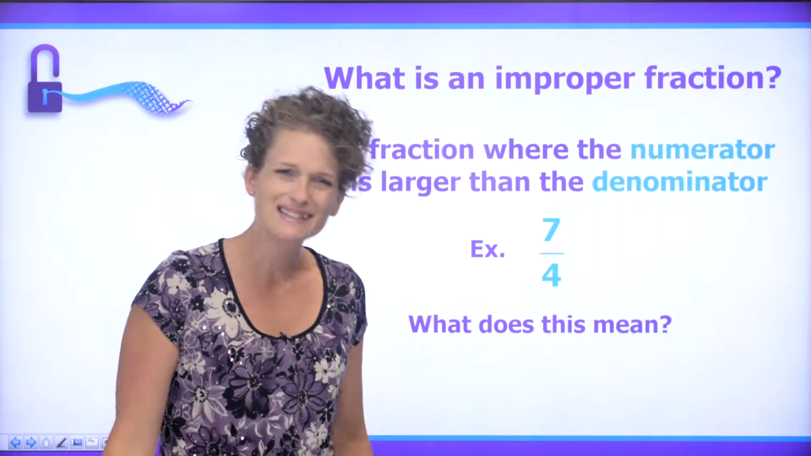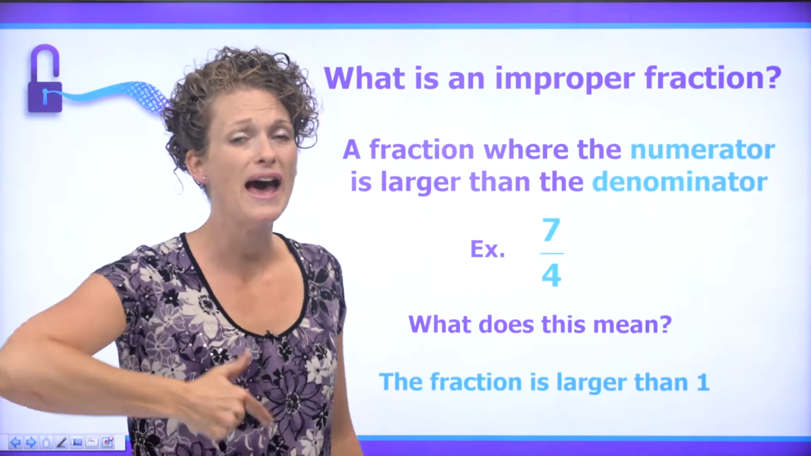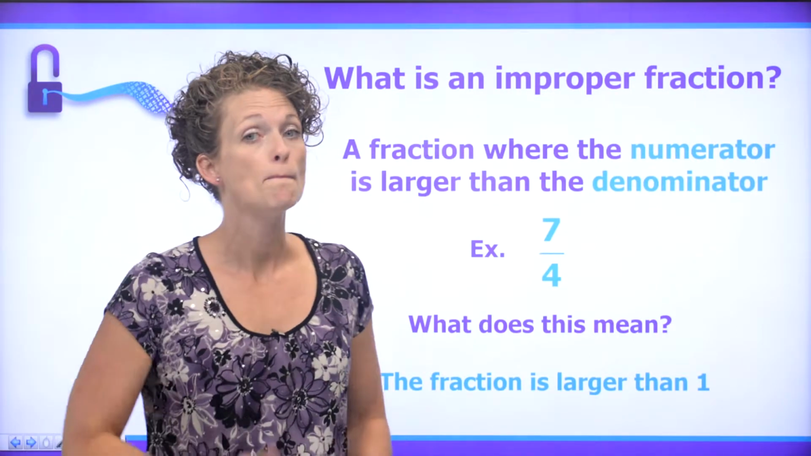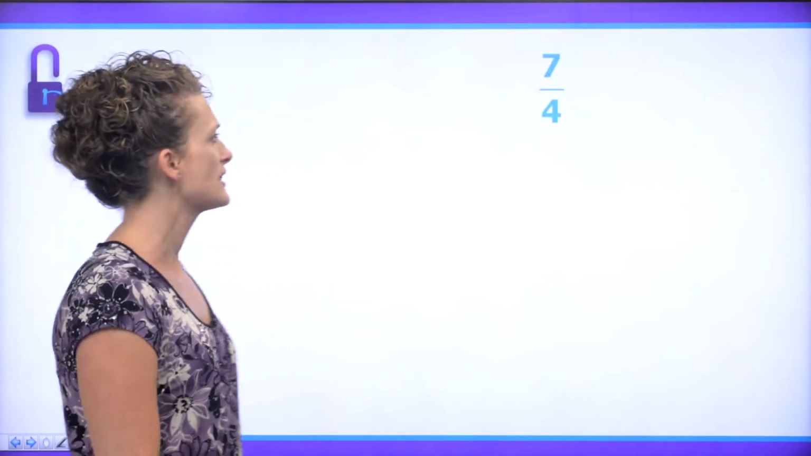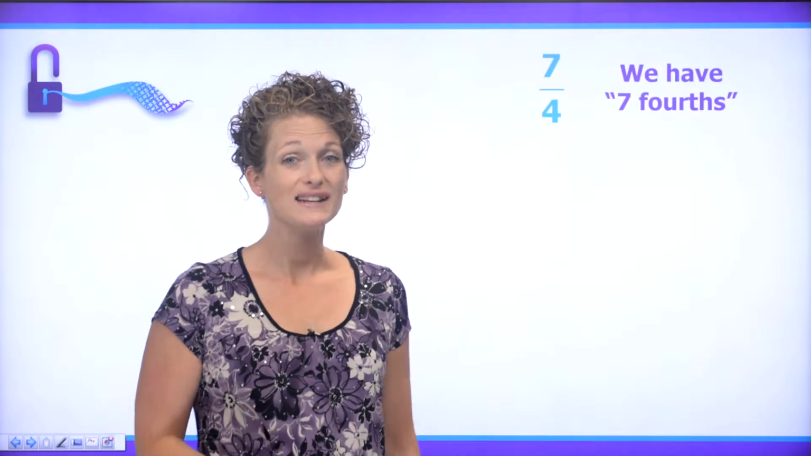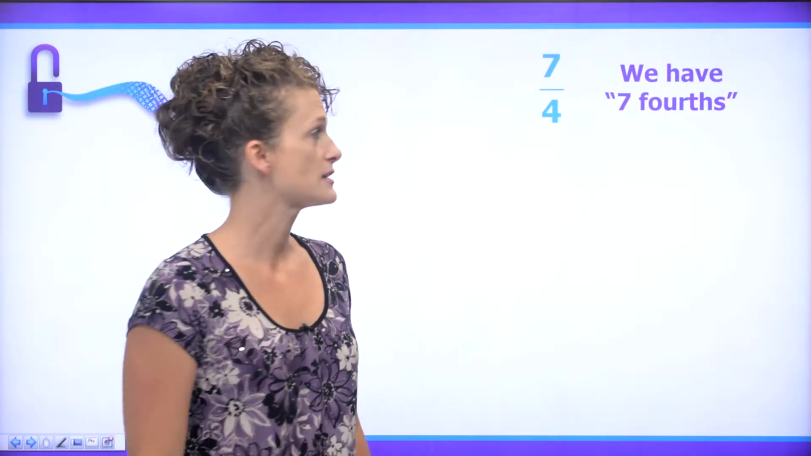So what exactly does that mean? Well, it means that we have more than one, or more than one whole. Well, let's look at that further. 7 over 4, how do we read that number? Well, we read it as 7/4.